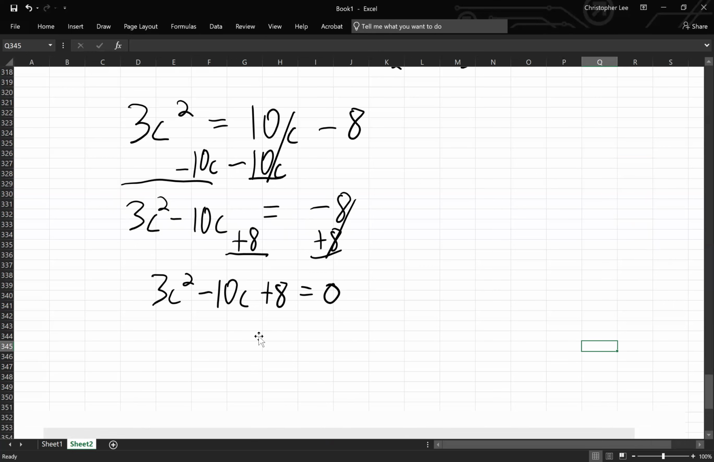After that, little AC method and you're good to go, right? A times c is equal to 3 times 8. Let's call that 24, right? And my b term is negative 10. All right. So now I need two numbers that when I multiply them together will give me a positive 24, but when I add them together will give me a negative 10. What are they?